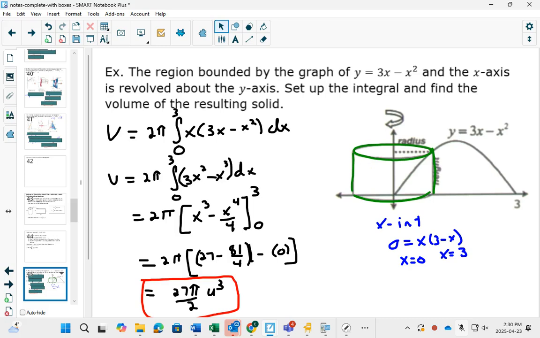This would be an example that using the circles method would be complicated because it would be hard to get x in terms of y. You'd have to use completing the square or basically the quadratic formula to do it. Not very much fun.